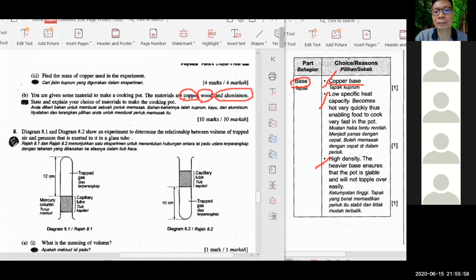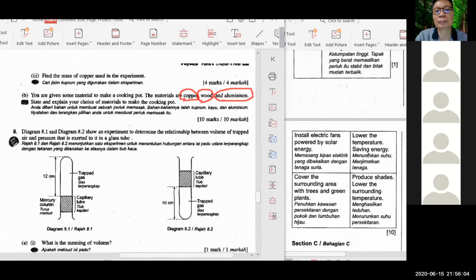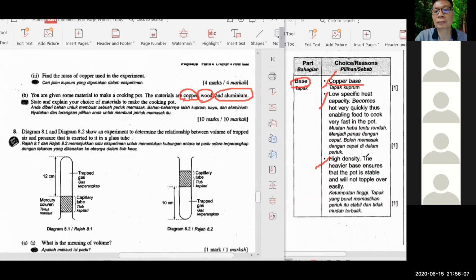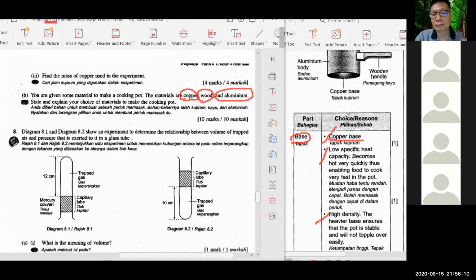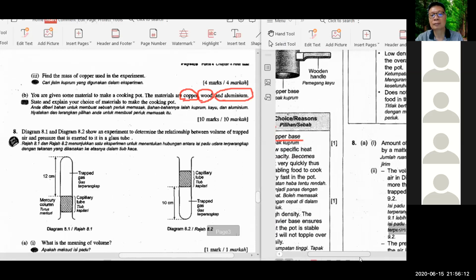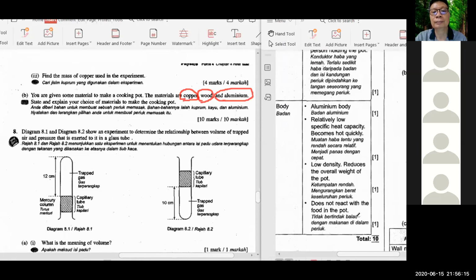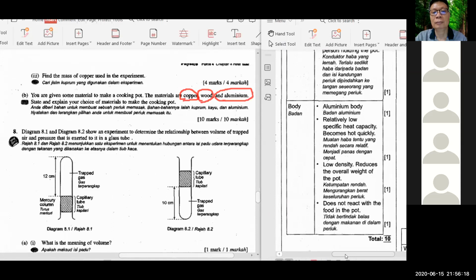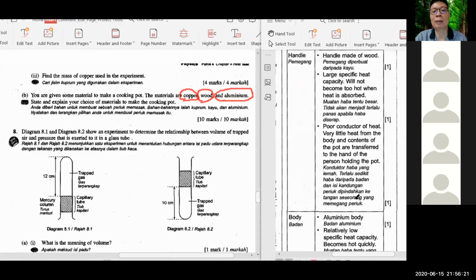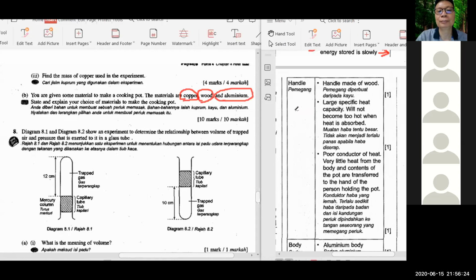Okay, next, maybe you can talk about the handle, right? Next you talk about the handle. Yes, correct, handle. The handle is made of wood. 1 mark. Then you say wood has a low specific heat capacity, like Nicole Chua said. Wood has a low specific heat capacity, will not become too hot. 1 mark, 1 mark.